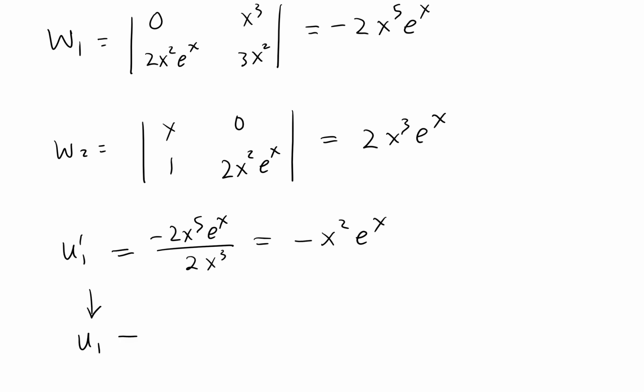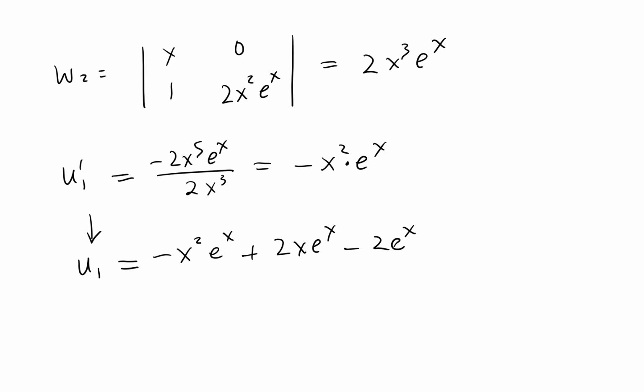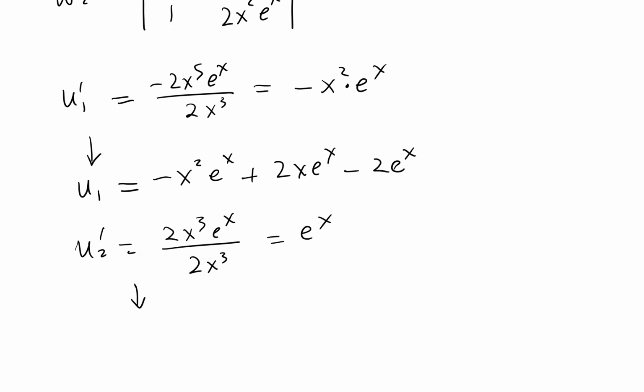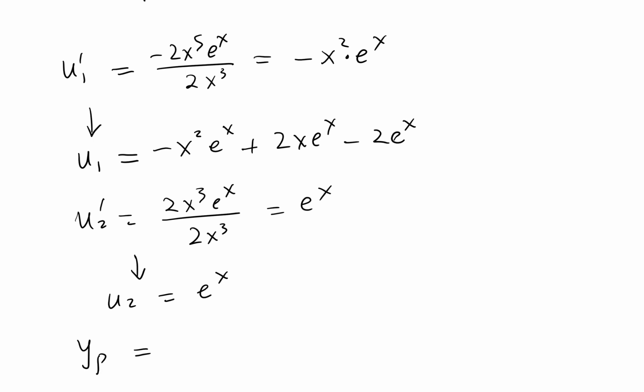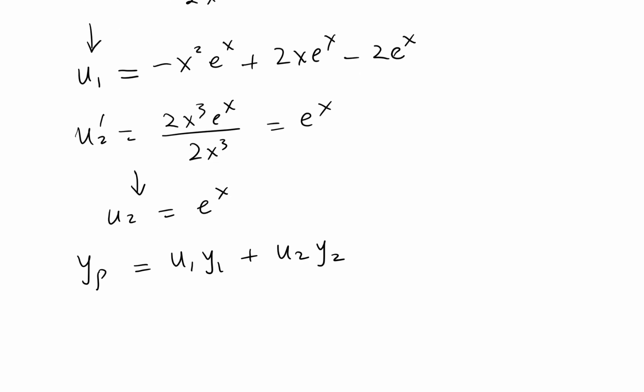From here, if you integrate both sides using integration by parts, that will give you negative x squared e to the x plus 2x e to the x minus 2e to the x. That's u1. u2 prime is w2 over w. So from here, u2 is e to the x. Then y particular is u1 y1 plus u2 y2. It's a lot of work, but fun.